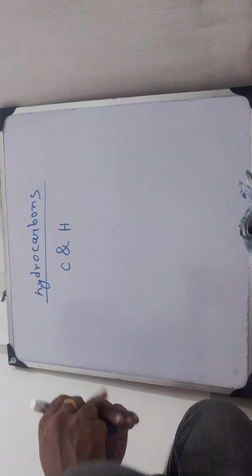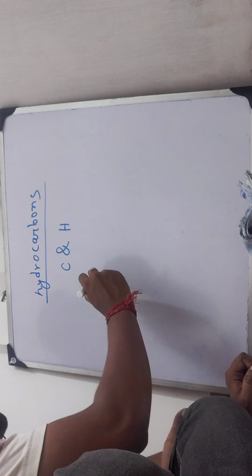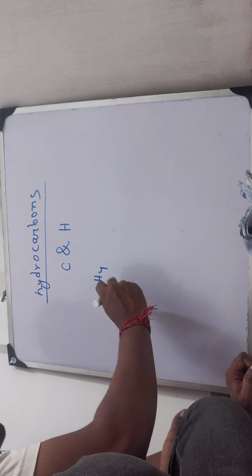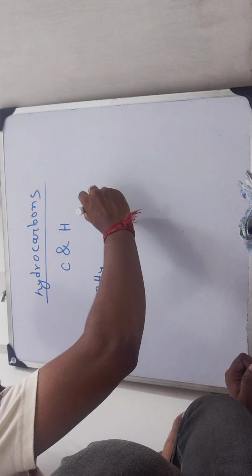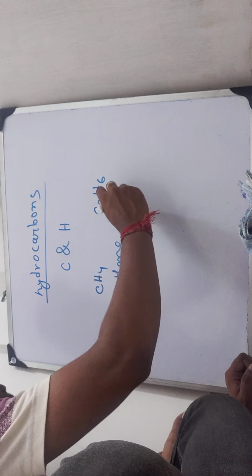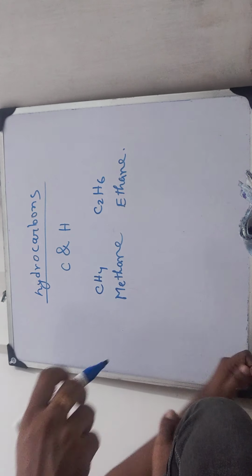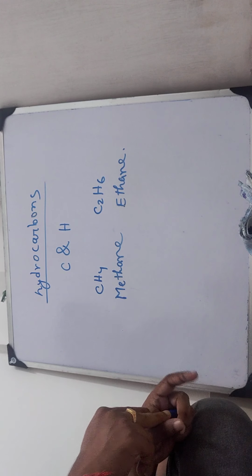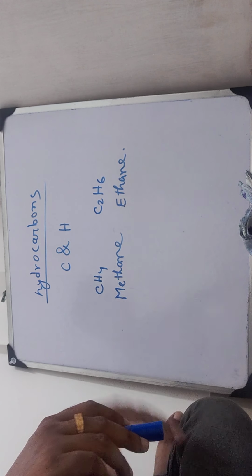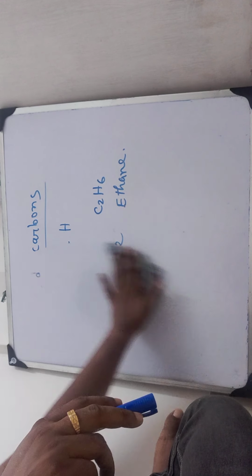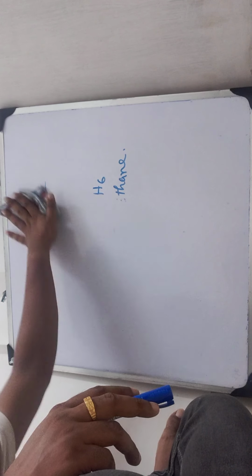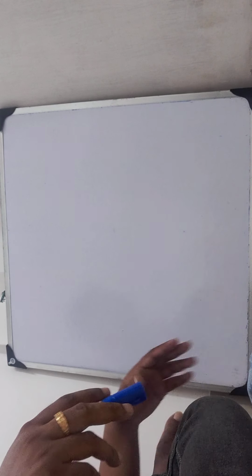The simplest hydrocarbon is CH4, and we all know what the name of this is. It is methane. And the next one is C2H6. What is the name of this? It is ethane. That we have learned in class 10. Now we are going to learn why this is called methane and why this is called ethane. IUPAC, or International Union for Pure and Applied Chemistry, decided some certain rules which are helpful for us to name the organic compounds.